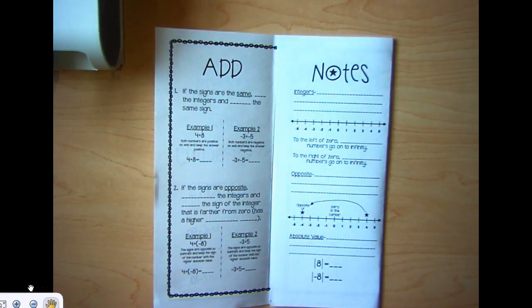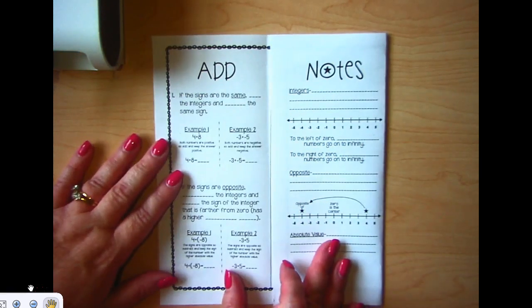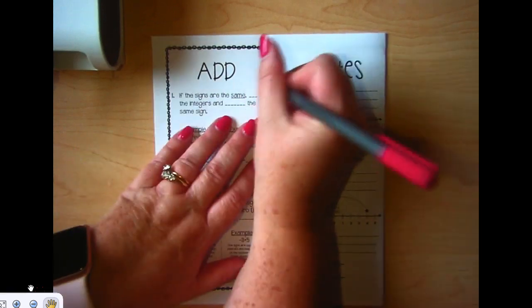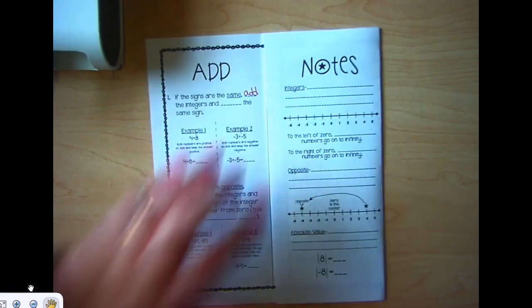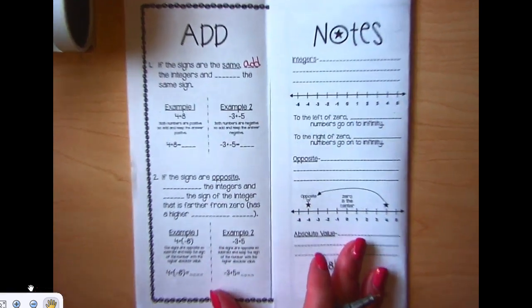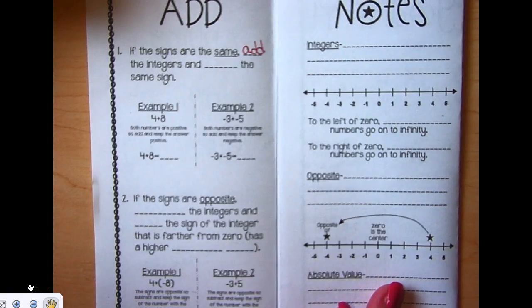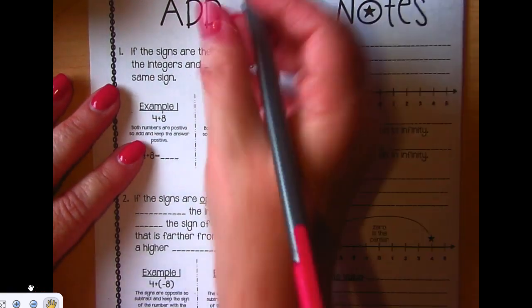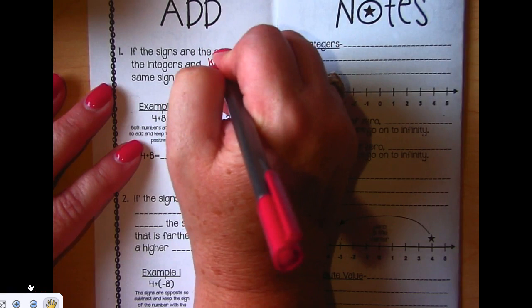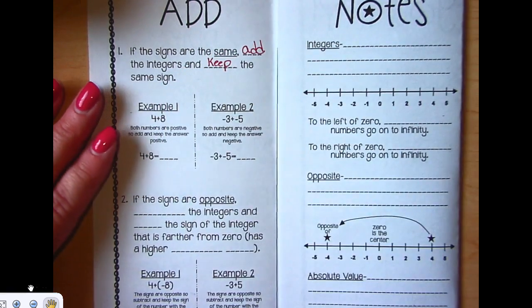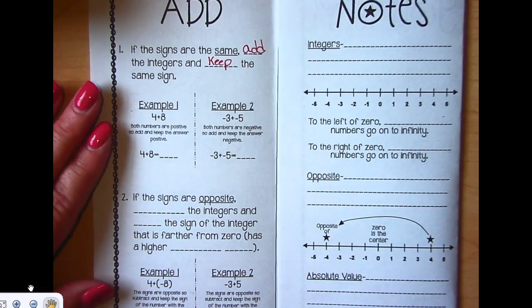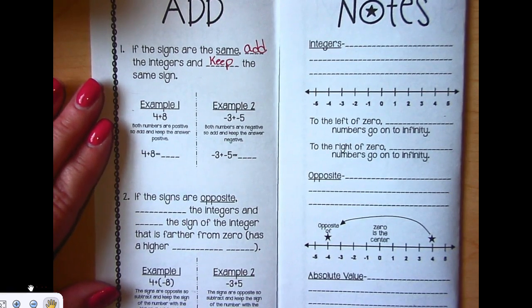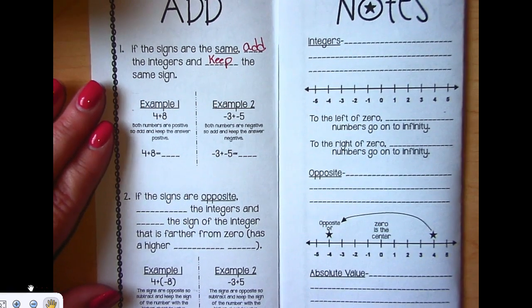So when you're adding integers, if the signs are the same, you're going to add the integers. The word that goes right here in this blank is add. Do I need to zoom in a little bit? Add the integers and keep the same sign. So if they're both positive, you're going to add them together and keep them positive, right? 2 plus 3 is 5. They're both positive, so your answer is positive. You've known that one forever.